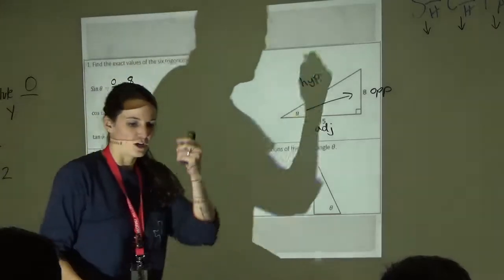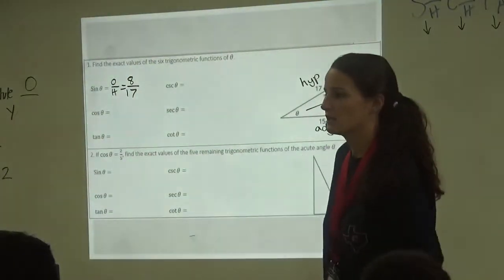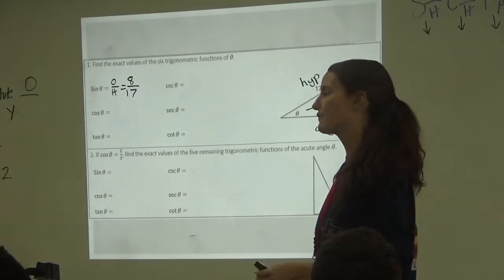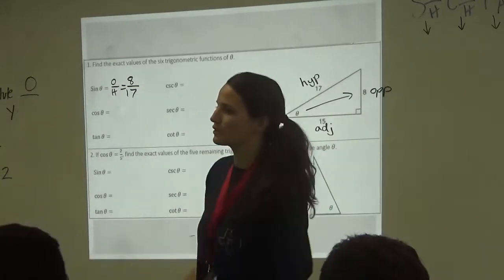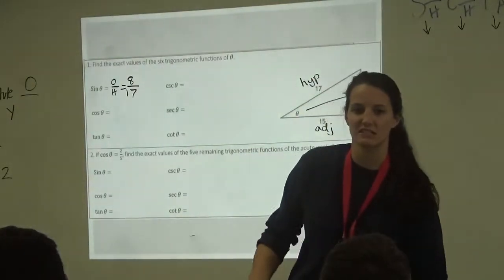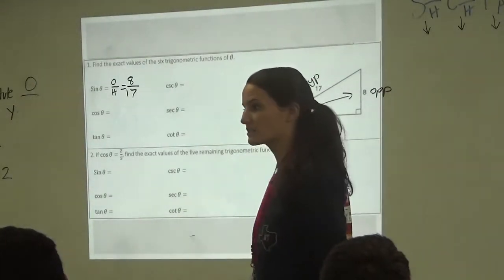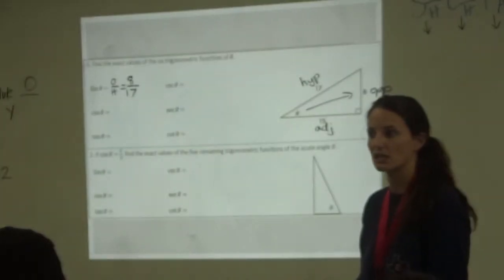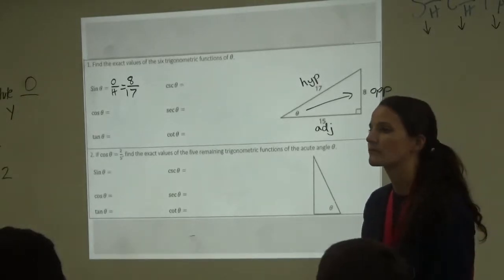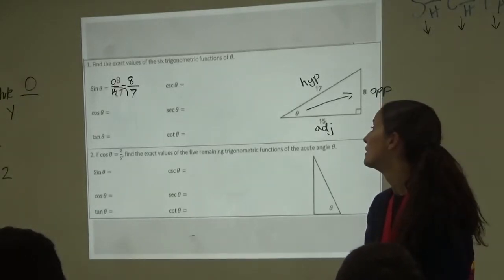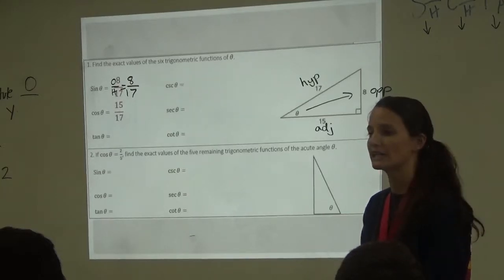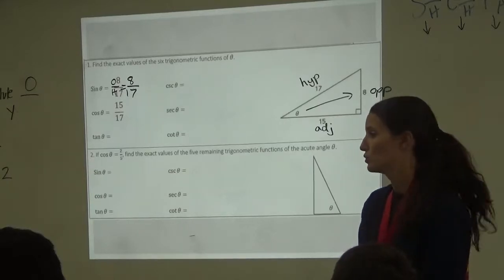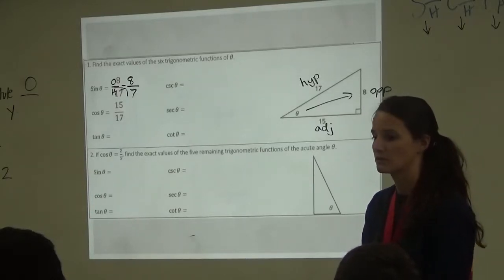Here we go. 5 people to share what you got, and when you say your answer, here's what I want. For example, if I was sharing the first one, I would not just say 8/17, I want you to say sine of theta is 8/17, so that you can practice saying them correctly. So first up, who can do cosine? Giselle. Cosine of theta is equal to... Next up, Diego. Tangent of theta equals 8/15.